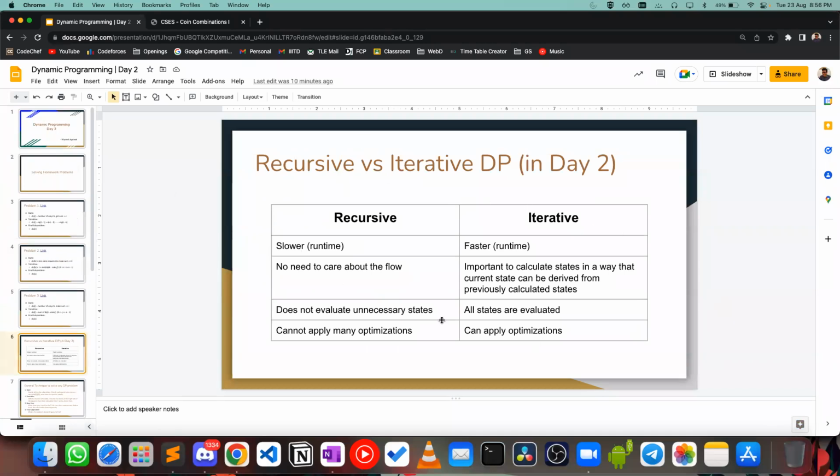The difference between a recursive and an iterative DP. So tell me, if you have a choice in a contest, you are giving a Codeforces round, and you have a choice to code an iterative solution or a recursive solution, what would you prefer?